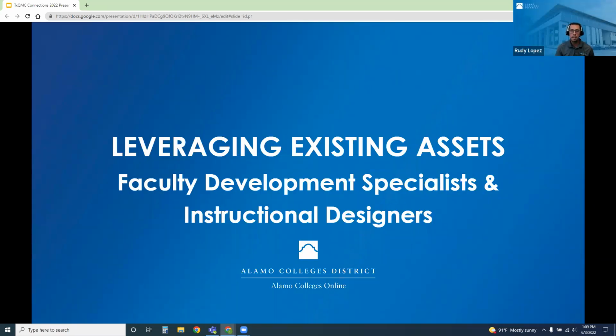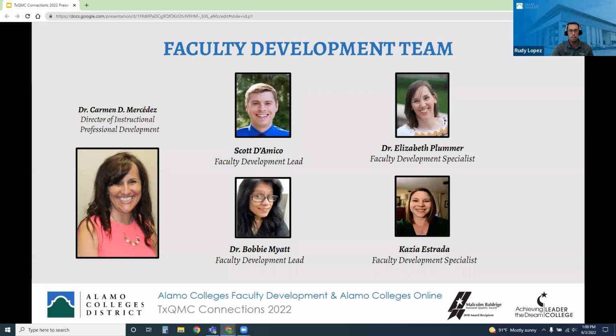Yeah, so, you know, based on the data, our two teams, we really leverage our assets. And by that, I mean both of our teams and the years of experience working together on different types of initiatives have really allowed us to support our faculty across the district. And these are a couple of our teams. This is how they are structured.